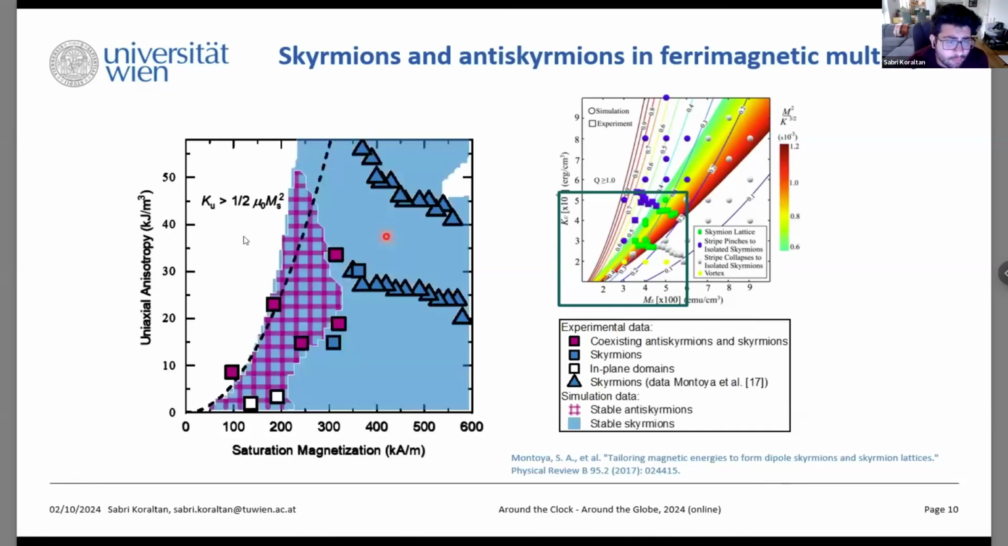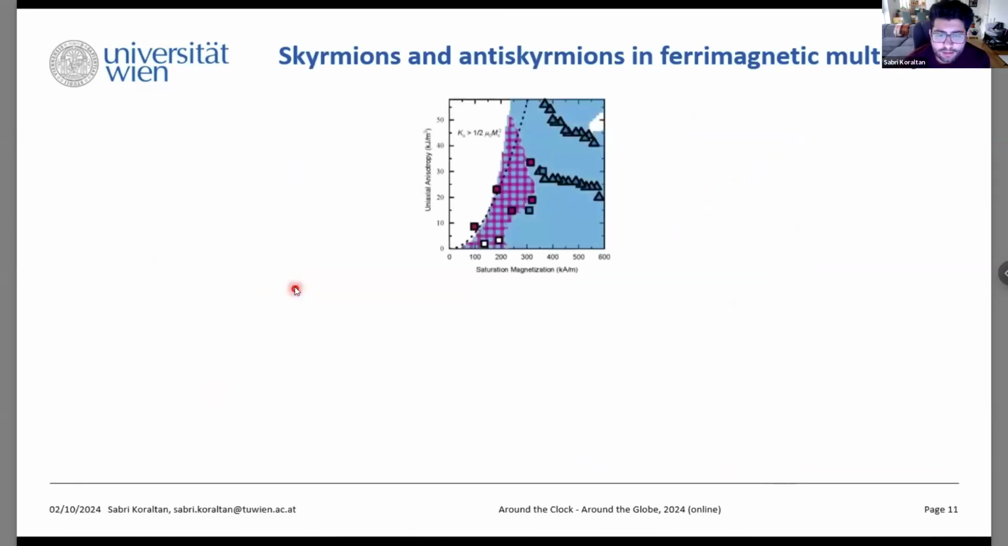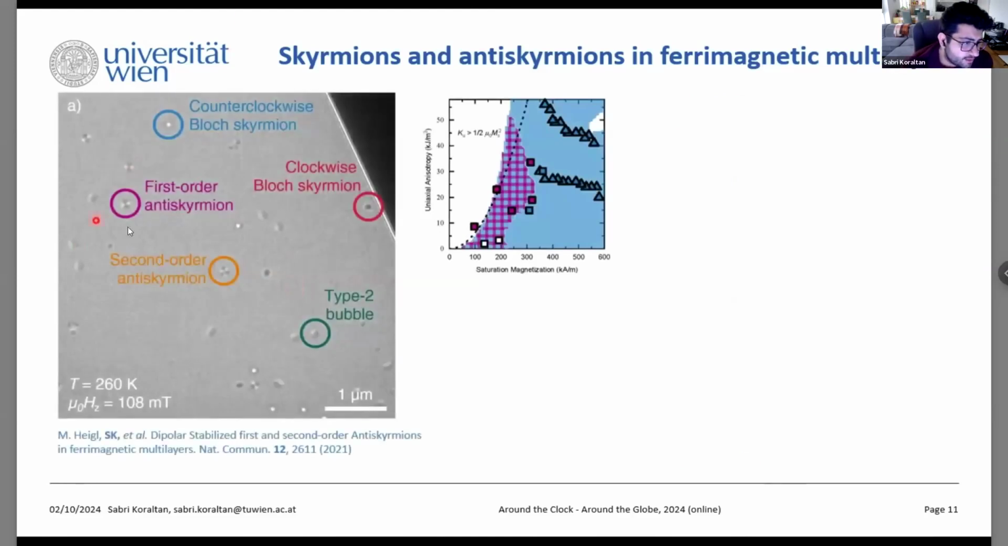And then we obtained a more or less complete stability range of anti-skyrmions and skyrmions in this type of material. What we find is that there is a very well-defined stability range in which both can coexist, and we were exactly within the boundary of this region. We are in this region, and we can see that they can indeed coexist. So we can have, for example, a block skyrmion, as also these two are block skyrmions, and we have first order antiskyrmion, second order antiskyrmions, and the trivial bubble, type 2 bubble.